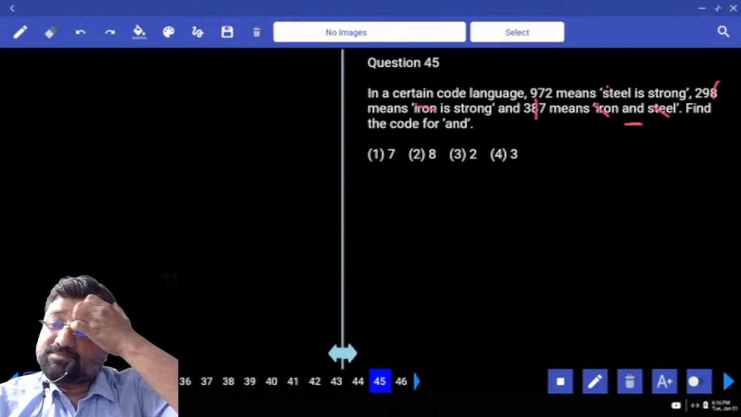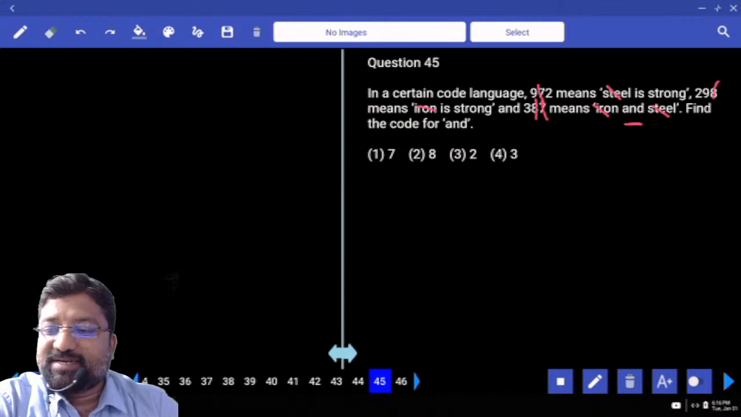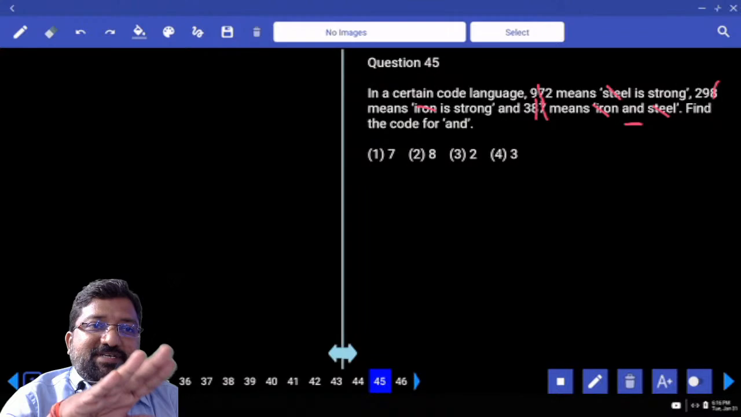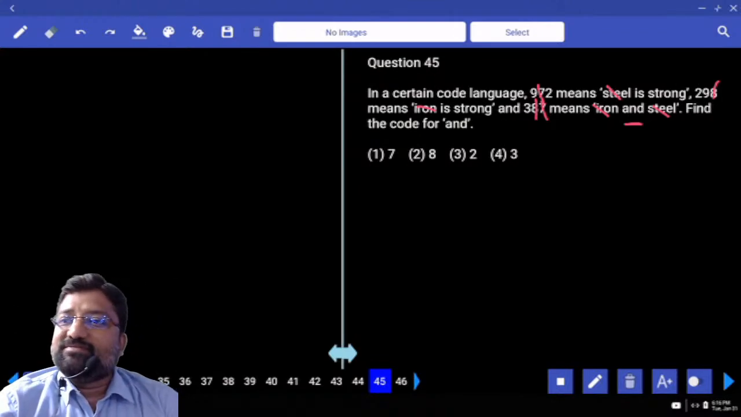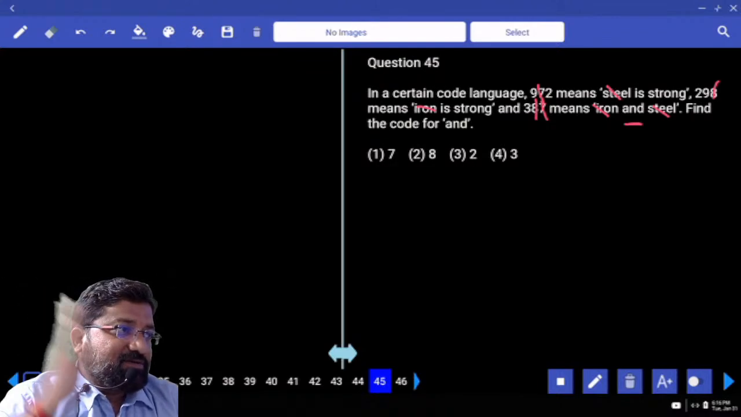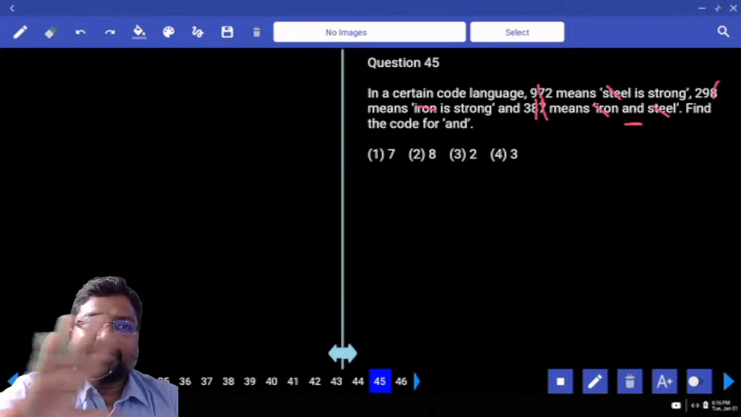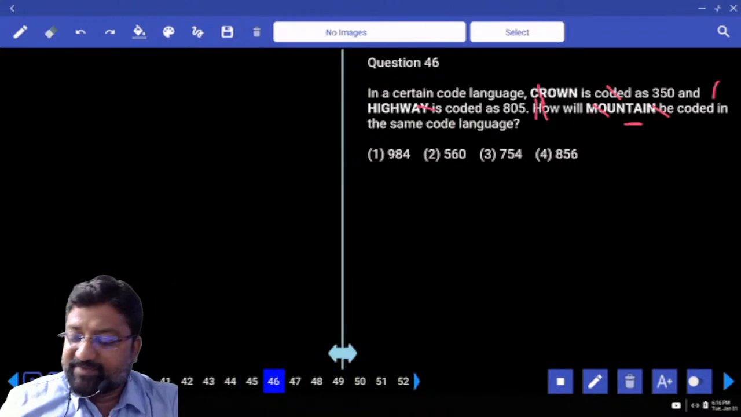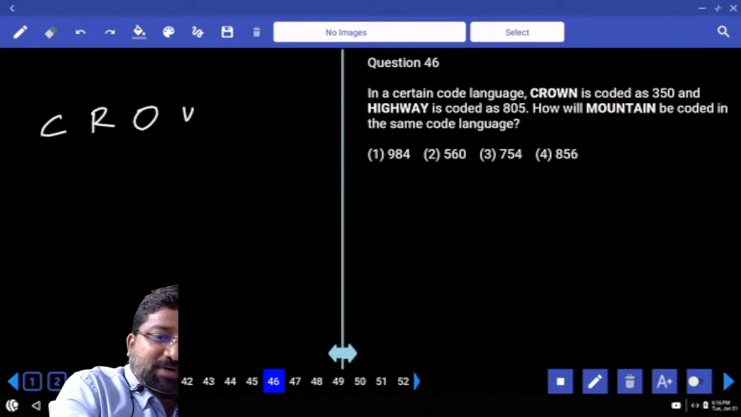Where is it? 7. Then what is end? 3. Every time they gave the word and then the code, but now what did he do? He gave the code first and then the words. Observe that. Regularly they will give us words and then followed by numbers or their codes, but this is a bit different. Now this is an extraordinary question and I'm sure most of you are waiting for this question.